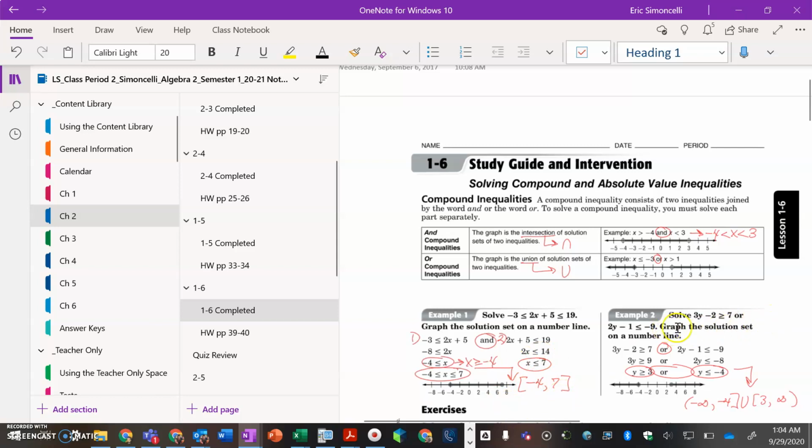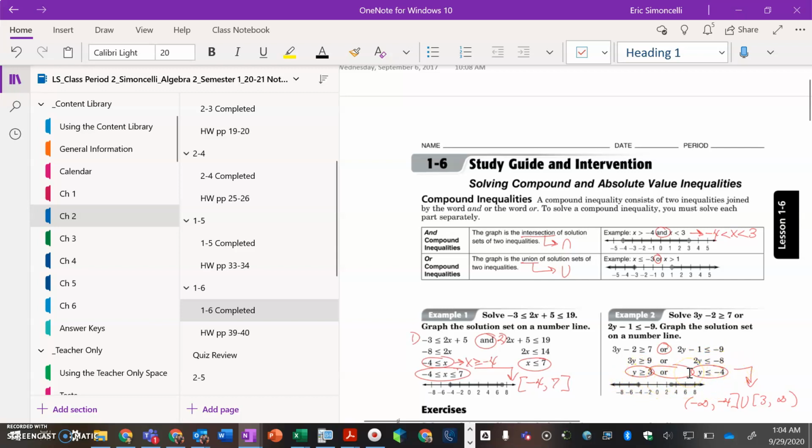Example 2. Solve 3y minus 2 is greater than or equal to 7, or 2y minus 1 is less than or equal to -9. Graph the solution set on a number line. 3y minus 2 greater than or equal to 7, that's or what? 2y minus 1 less than or equal to -9. That's set up with an or again in between. Add 2, divide by 3, y is greater than or equal to 3, or add 1, negative 8, divide by 2, negative 4. So again, this or that.